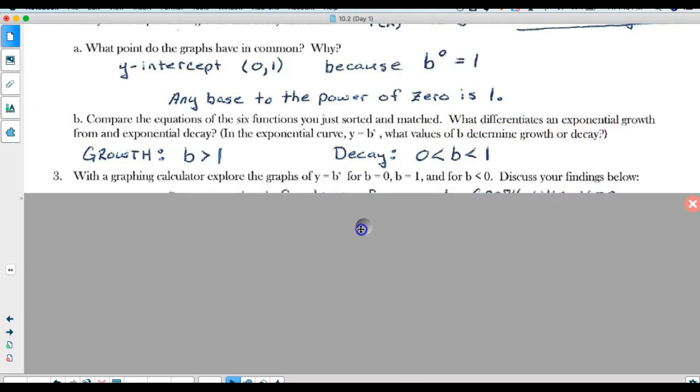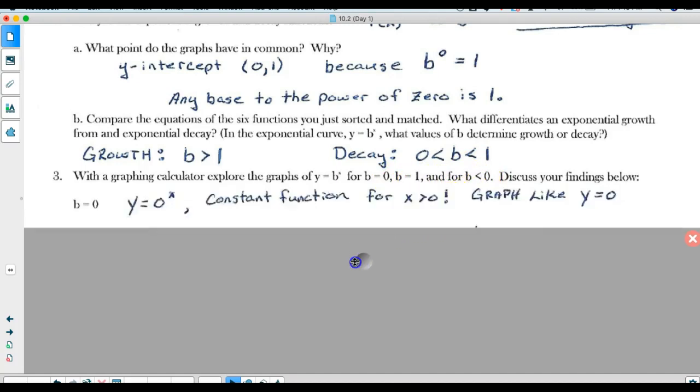Now, what they want us to do is, with a graphing calculator, which I have, I graphed all these. We're going to ask, why does b have to be greater than 1 or between 0 and 1? Why can't b be 0? Why can't b be 1? And why can't b be a negative number? And here is why, okay?